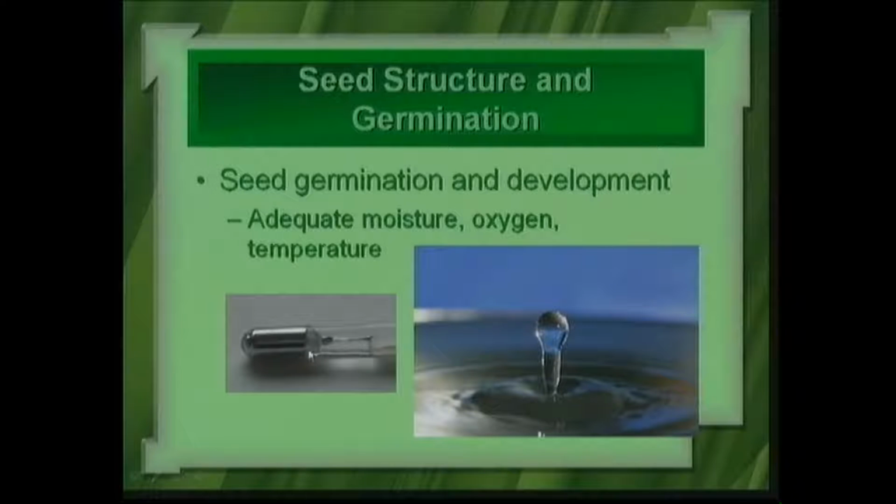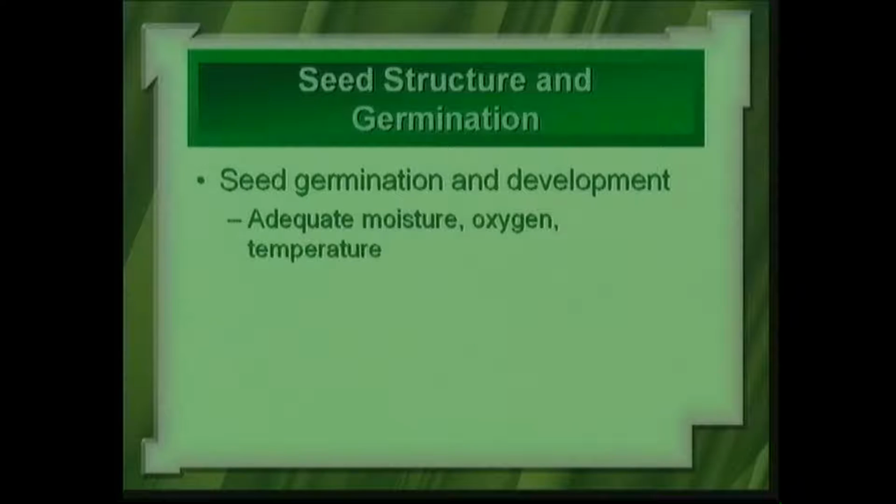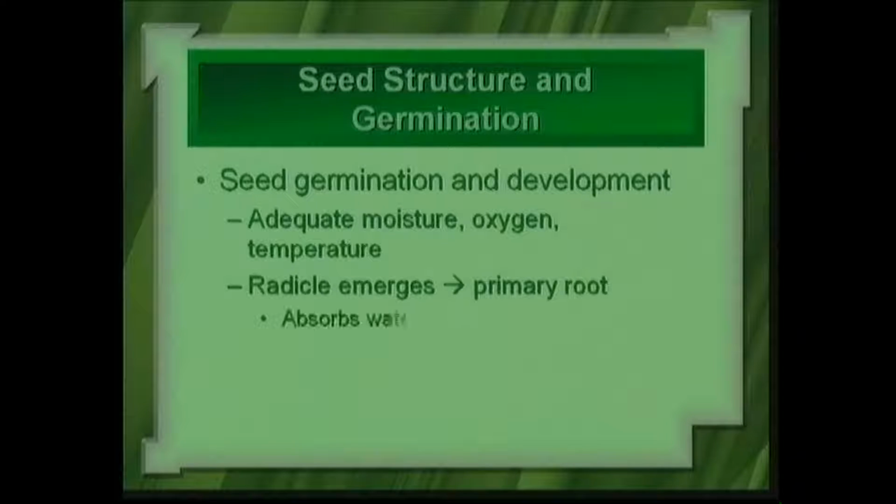So what is germination? Germination is merely the sprouting of the seed. It's when the seed coat splits and the radicle starts to emerge. That's germination, and once that happens, the plant is then known as a seedling, S-E-E-D-L-I-N-G. So the radicle emerges, and that becomes the root of the plant.